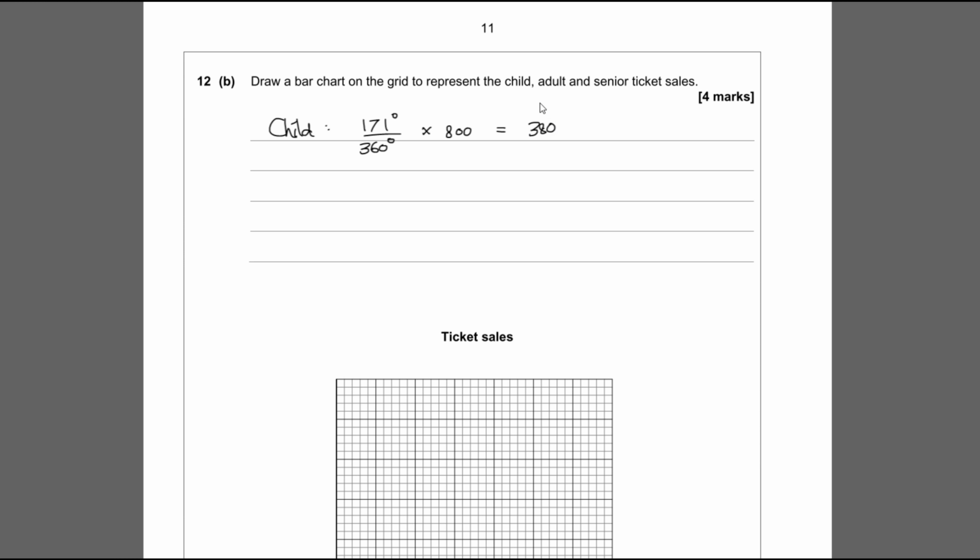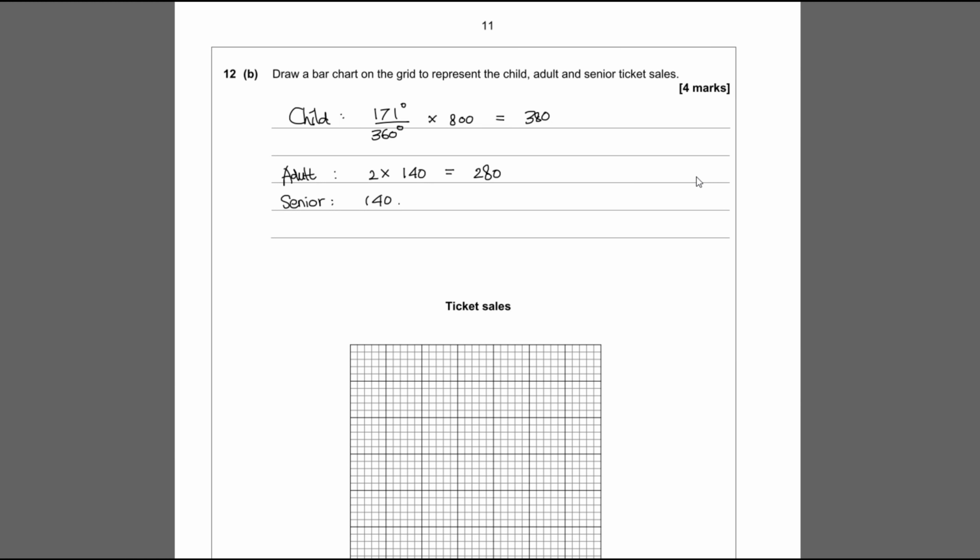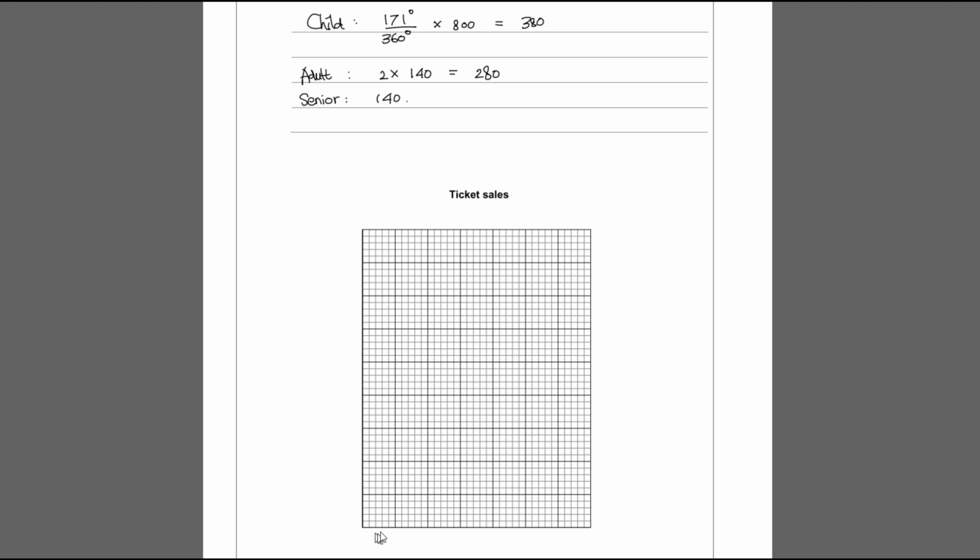380 here. And then for adults, we know it is twice as many as the senior, and the senior was 140. We knew it from before, so it's 280. And then for the senior, we have the information. It was 140. Let's draw it on the grid now. Let me say it is for the child, and this one is for adults, and this one is for the seniors. And we have the numbers 140, 280, and then 380.